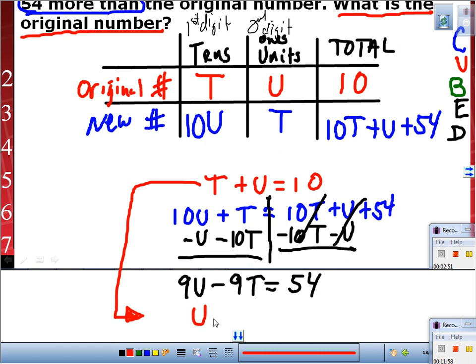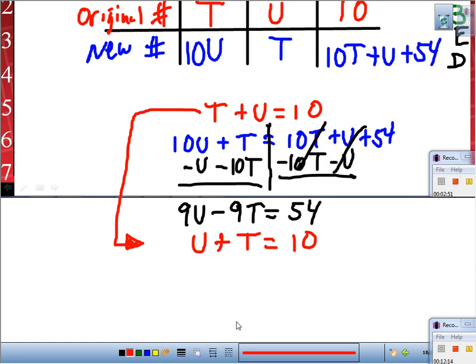Okay, look at this. U plus T equals 10. All we did is move them around. What property allows us to move them around? Commutative property of addition. That is correct. So now, by looking at it, if I was to use elimination, look at these two. What would be my next step? Tell your neighbor, please.